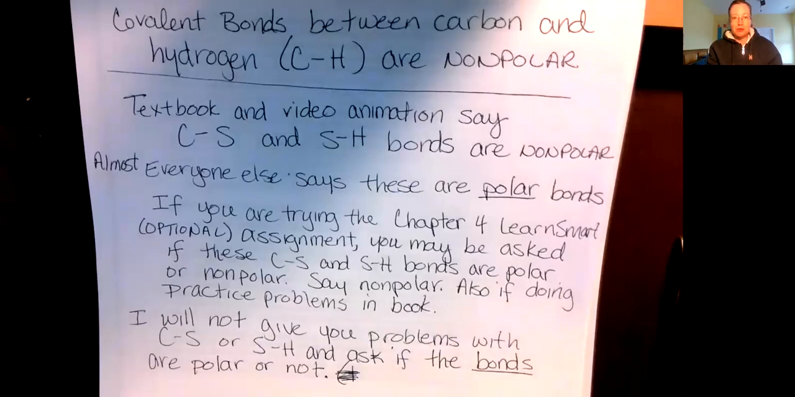If you're trying to do the Chapter 4 LearnSmart assignment on Connect, which is based on the textbook, remember that's optional, but I did add it this semester in case it might be helpful to you. I liked the questions that I saw from it. You may be asked if the carbon-sulfur and sulfur-hydrogen bonds are polar or nonpolar. You need to say they're nonpolar. You also need to do that if you're doing any additional practice problems from the book. I will not give you problems with C-S or S-H and ask you if the bonds are polar or not.